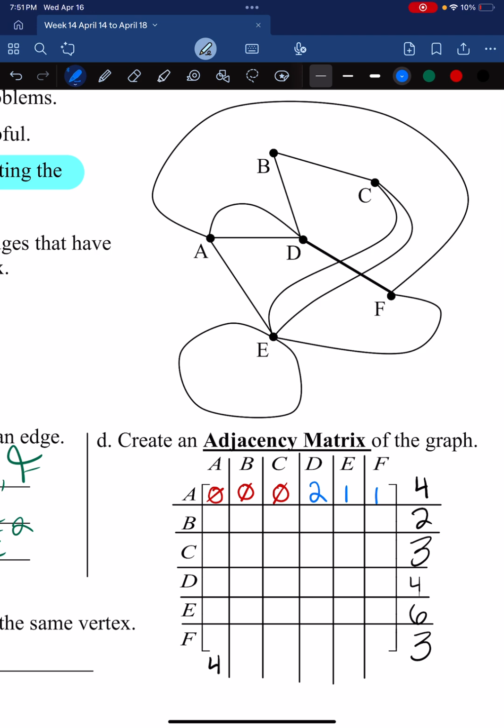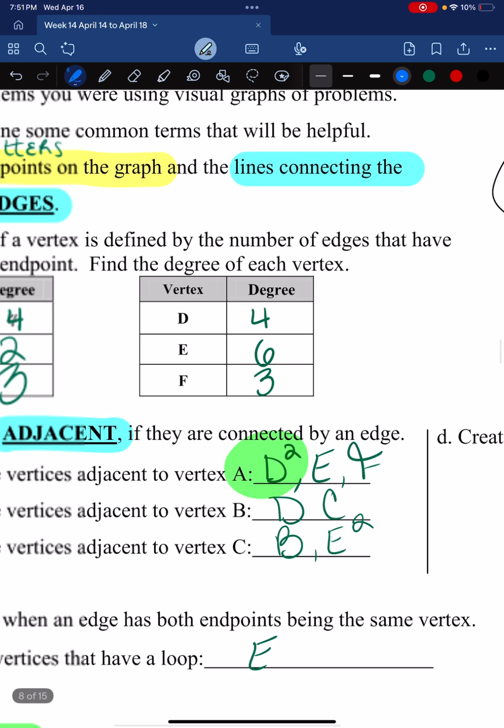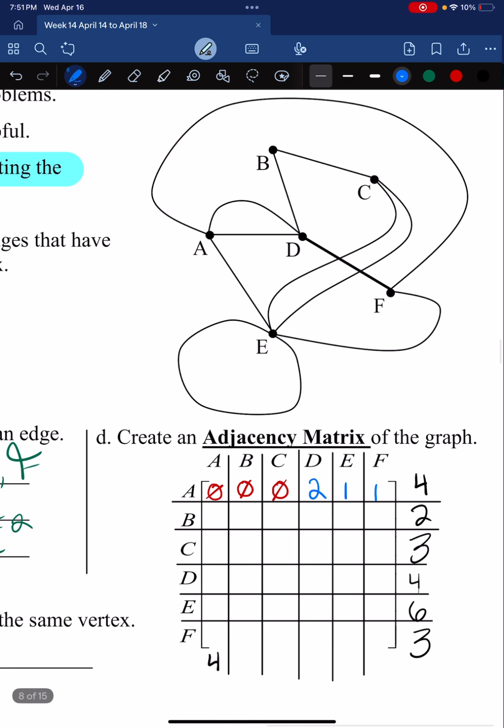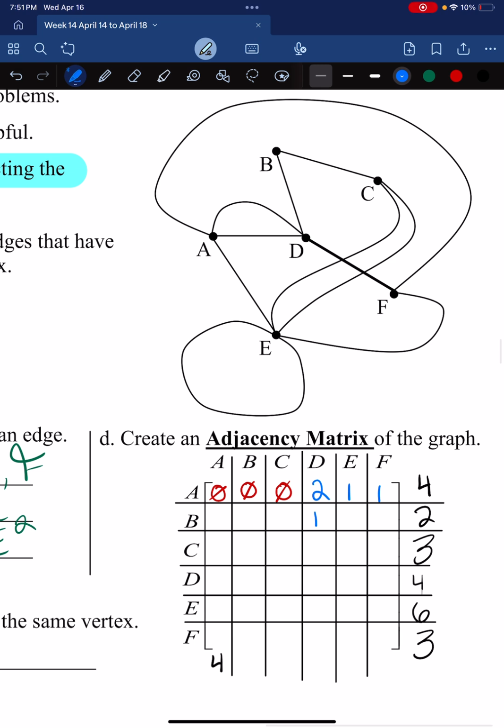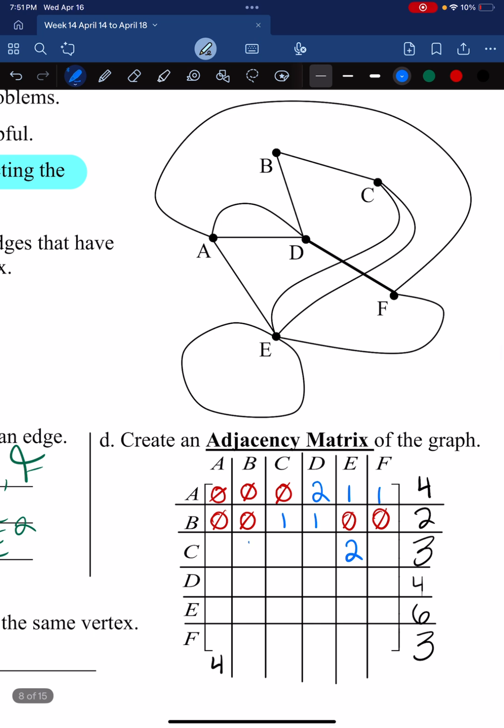So let's look at B. We can see here, the adjacent vertices are D and C. So there's 1 for D, 1 for C. We add those up, it gives us 2. That's how we know all of the other ones are zeros. C connects twice to E and 1 time to B. That added together gives me 3. So we fill in the rest with zeros.